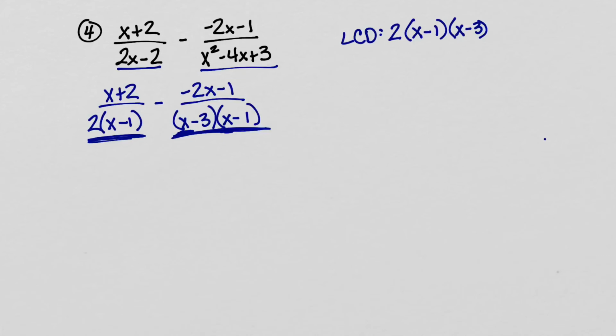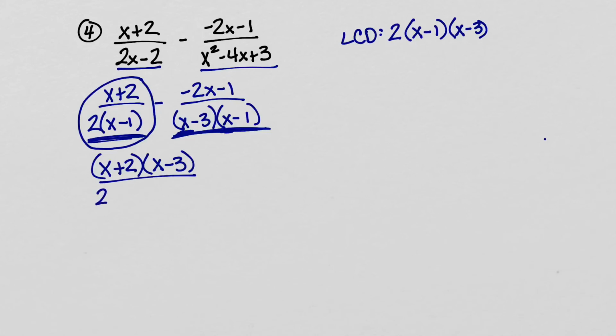All right. So we look at this first fraction right here, and the only thing its denominator is missing is the x minus 3. So I'm going to take both the top and bottom, and I'm going to multiply it by x minus 3. Okay, and this is minus.